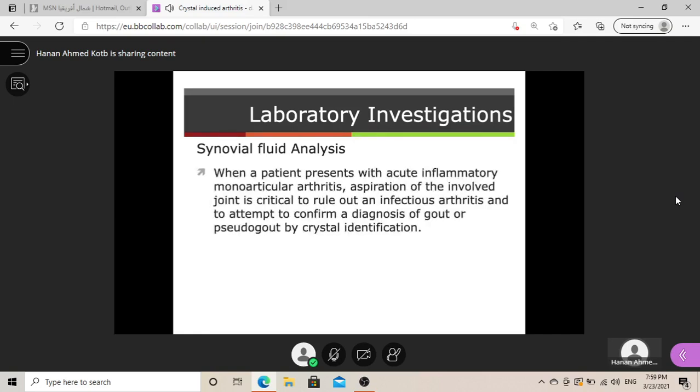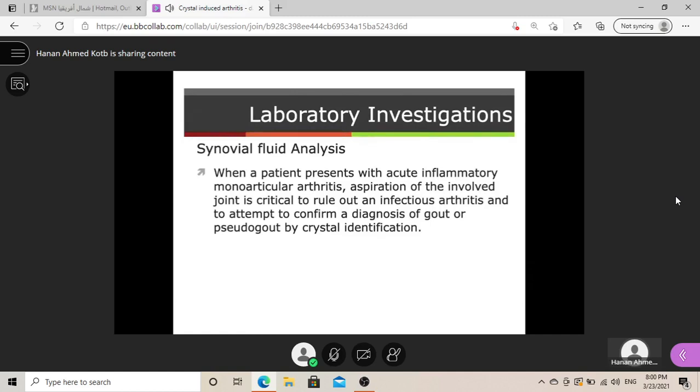We aspirate the involved joint عشان نشوف the crystals themselves. It's importantly أولاً it is an attempt to confirm عشان أفرق بين ال crystals. Are they monosodium urate monohydrate crystals characteristic of gout? ولا are they the calcium pyrophosphate crystals characteristic of pseudo gout. والحاجة تانية to rule out infection.